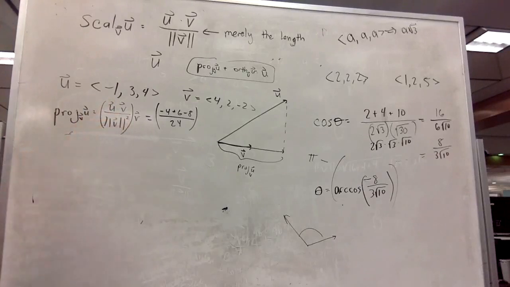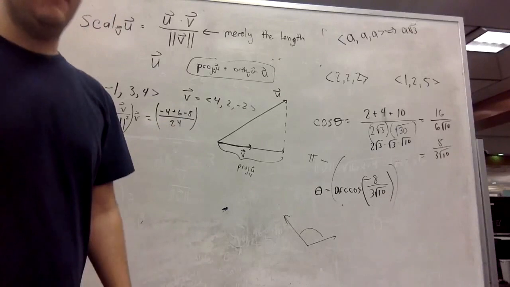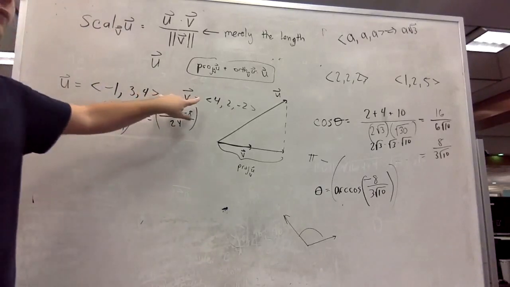That's just this number in parentheses over here. By the way, look at our dot product. Negative 4 plus 6 minus 8. That's a negative number, isn't it? That means what kind of angle is formed between u and v?